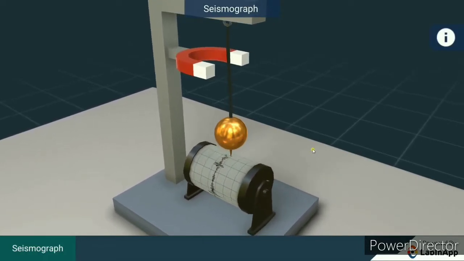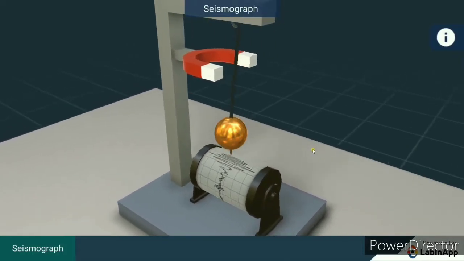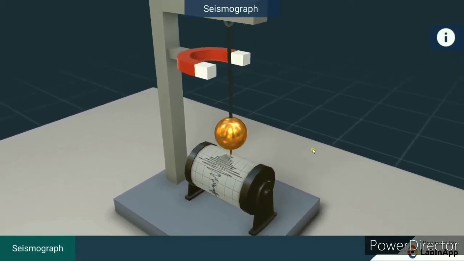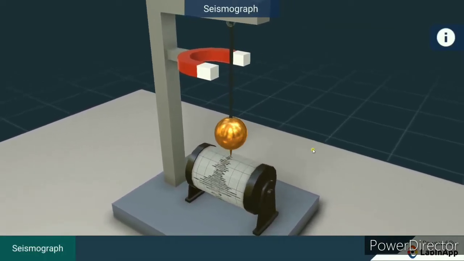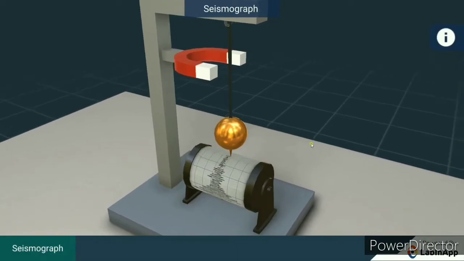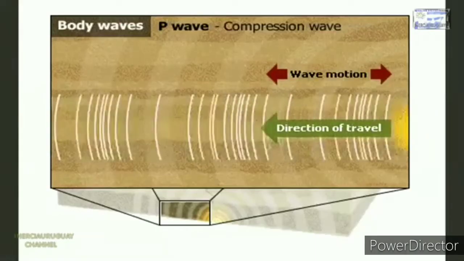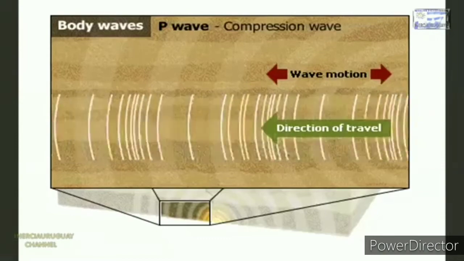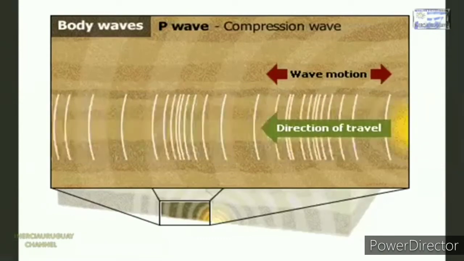As you will see, the wave comes in two parts. First, a smaller quick wave, and then a longer, larger wave. The first wave that is recorded is called a primary wave, and the second one is called a secondary wave. A P wave is similar to a wave traveling through a spring. The coils compress and expand in the direction the wave is traveling.